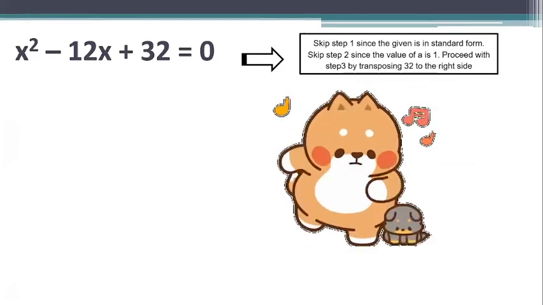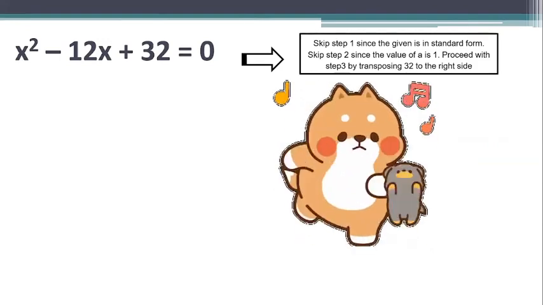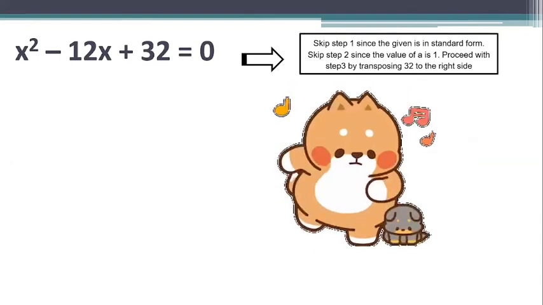Let's have this one. So we have x squared plus 12x plus 32 equals 0. So in here, we have to skip step 1 since the given is already in standard form. And also skip step 2 since the value of a is already equal to 1. Proceed to step 3 by transposing 32 or the value of your c to the right side. So we have x squared plus 12x equals negative 32. So that's already number 3 because we are already on the step number 3.